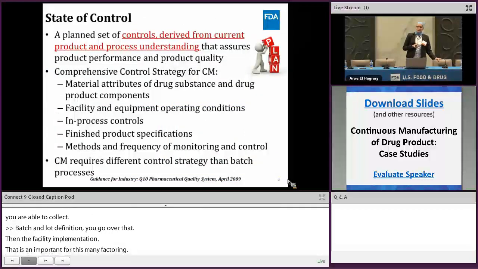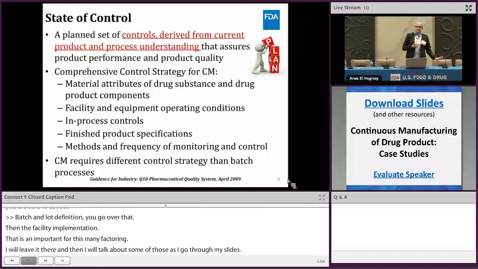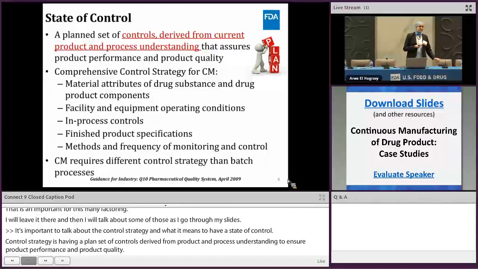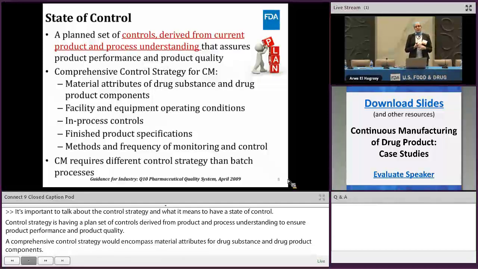state of control. So control strategy is having a planned set of controls derived from product and process understanding to ensure product performance and product quality. So a comprehensive control strategy would encompass material attributes for drug substance and drug product components, because those play an important role in a continuous manufacturing environment, especially when you think about material needing to flow through the line. So material attributes become very important.